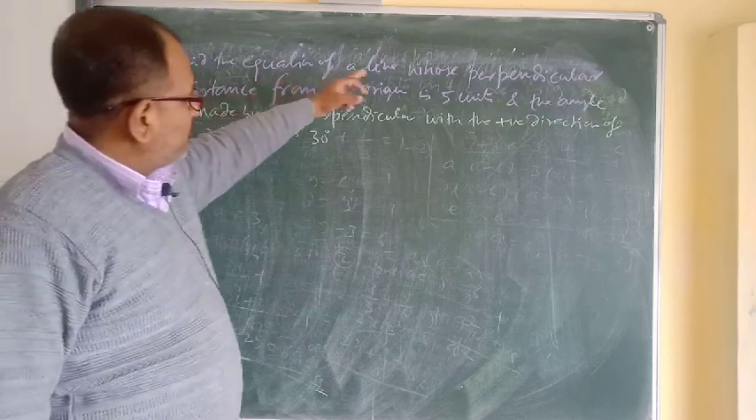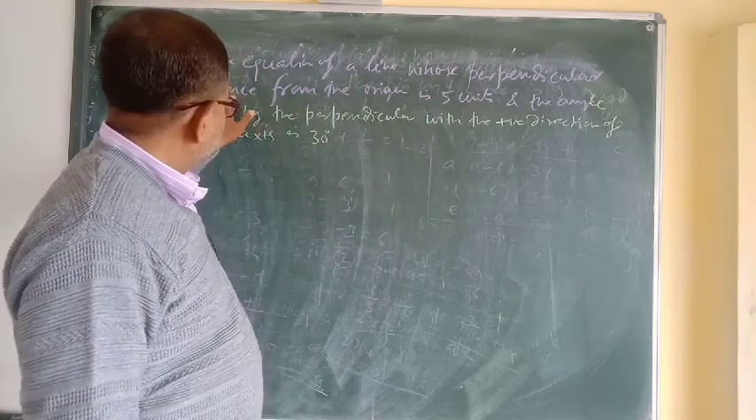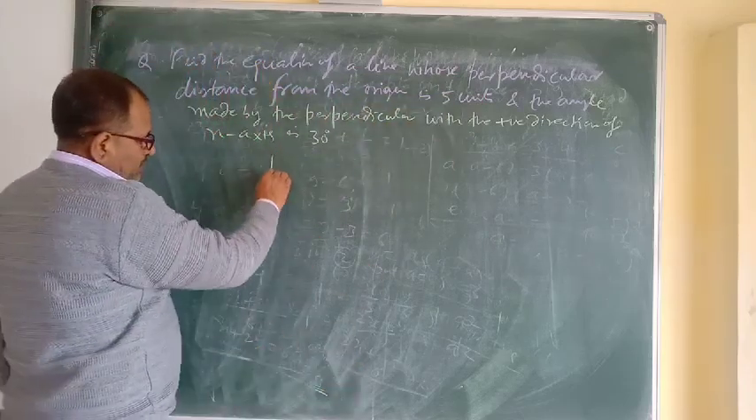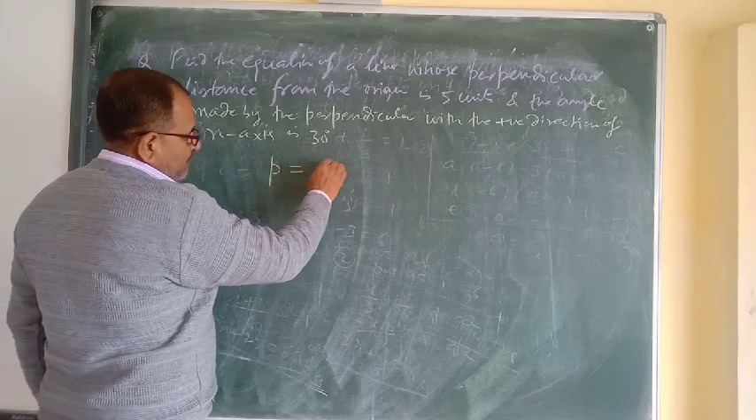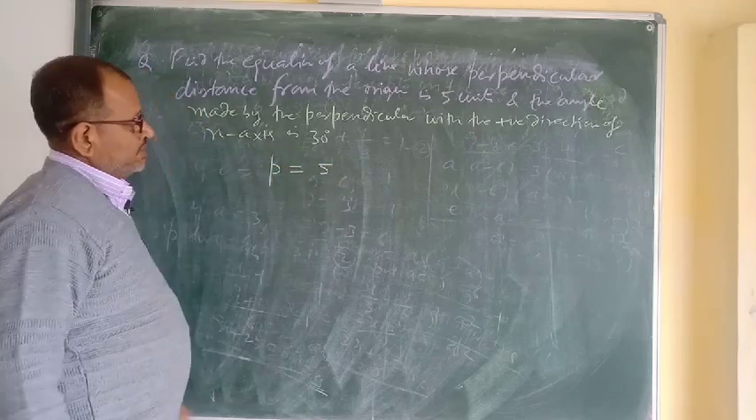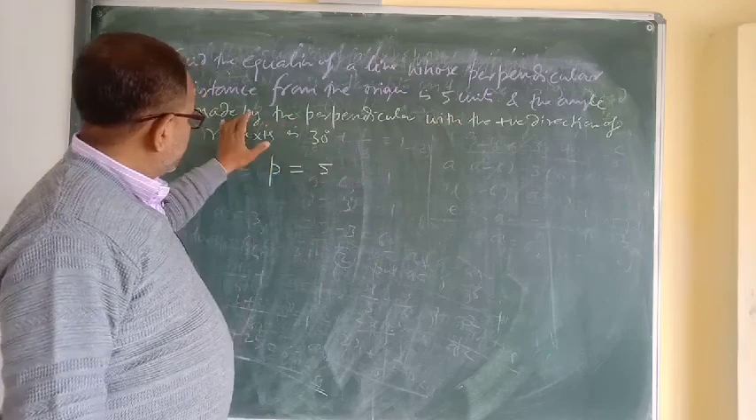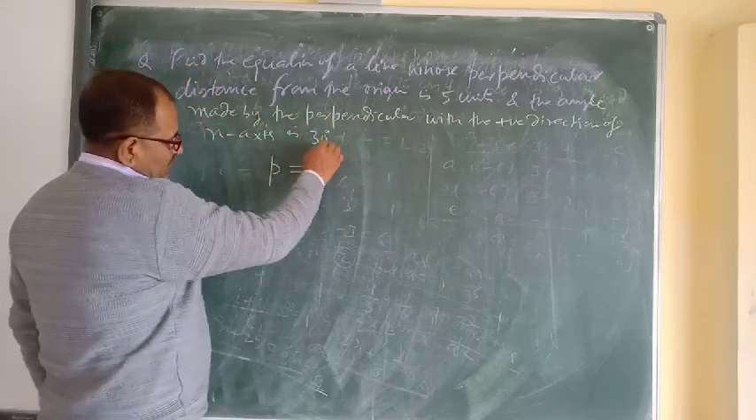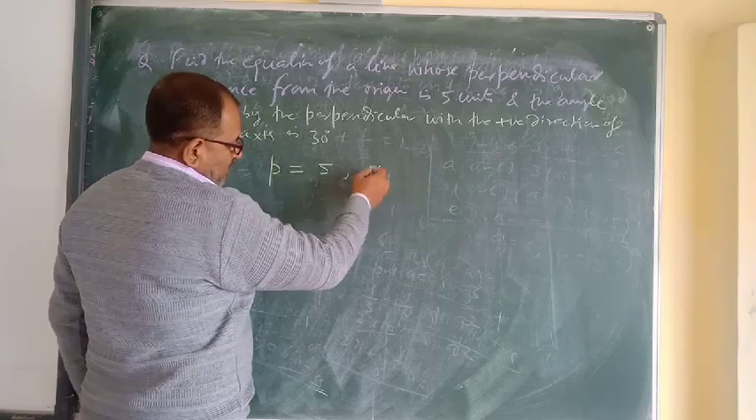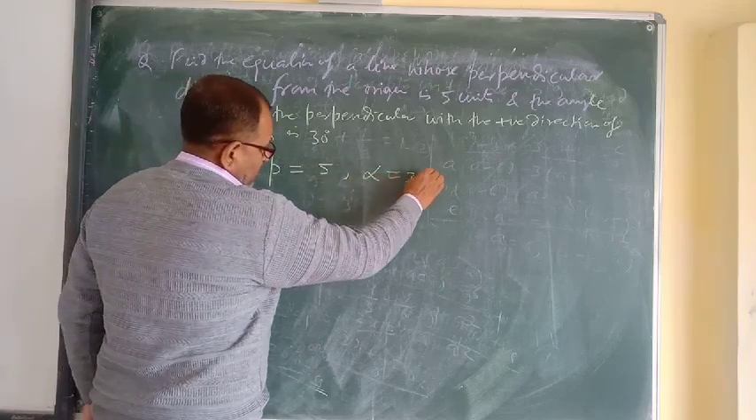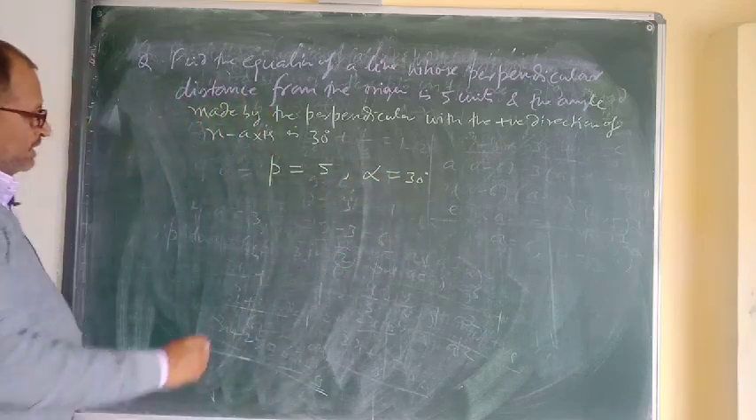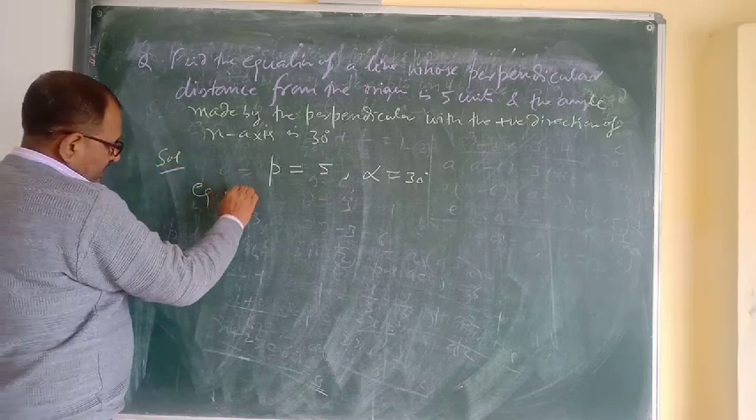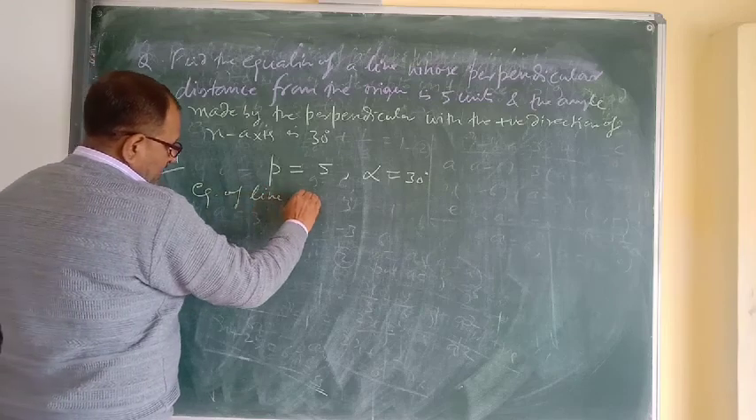Find the equation of a line whose perpendicular distance from the origin is 5 units. We know that the perpendicular distance from the origin is represented by p, this is 5 units. And the angle made by the perpendicular with the positive direction of x-axis is 30 degrees. So angle alpha is 30 degrees. So equation of line in normal form.